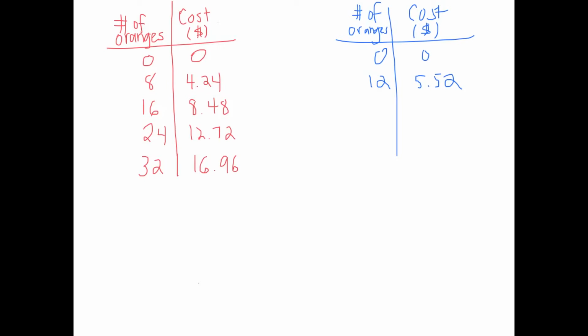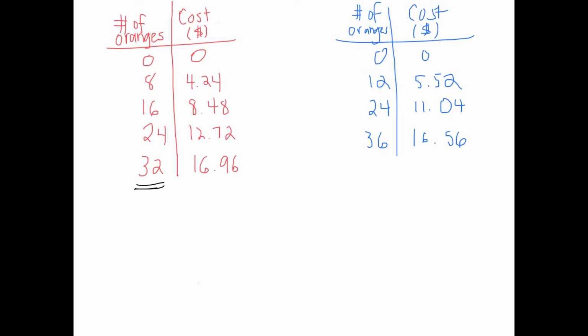I'm going to double the number 12. 12 plus 12 is 24. And if I'm buying another 12, I'm spending another $5.52. So I get $11.04. Let's do this one more time. Add another 12. I get 36. And I'm adding another $5.52 to get $16.56. But do these numbers help us answer the question?